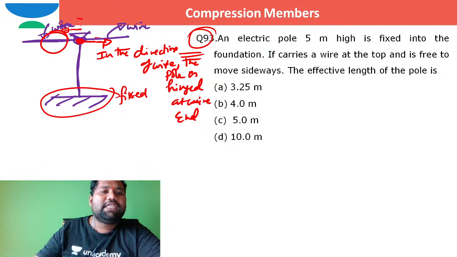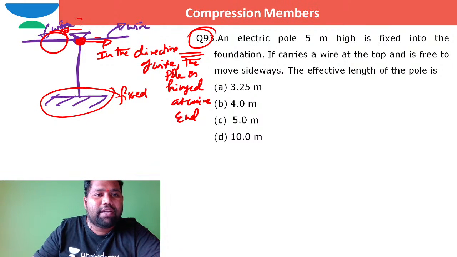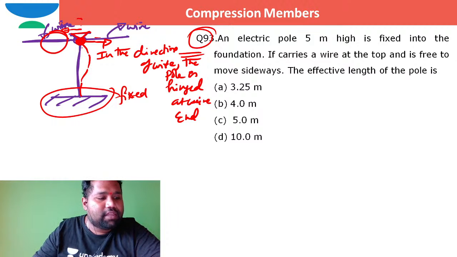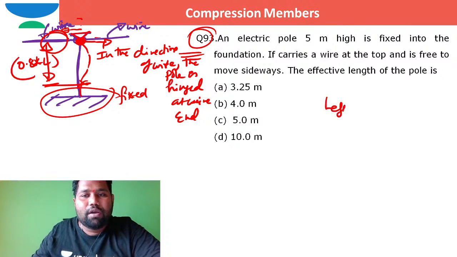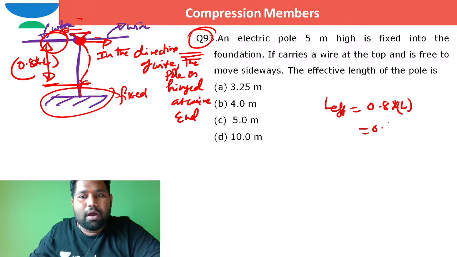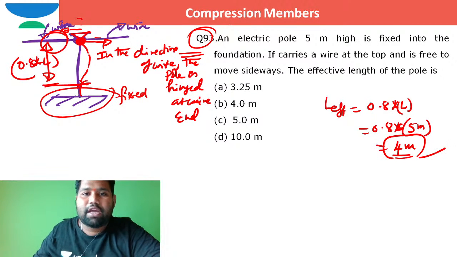As the pole is hinged at the wire end, what is the effective length? This effective length is almost 0.8 times L. So in such case, the effective length is 0.8 times L. 0.8 times the actual length of 5 meters is 4 meters. This is how we can work it out.